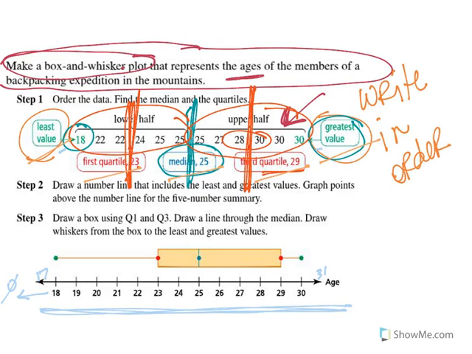But what does matter is that when you're making your number line, all you're doing is looking at your least value and your greatest value and writing every number in between. It doesn't matter if that number is in your data. It doesn't matter if that number is in your data twice. On your number line, you're going from your least to your greatest and writing every number in between.